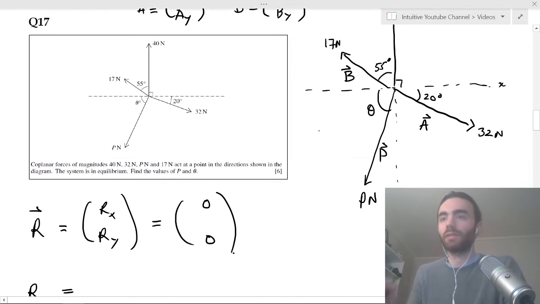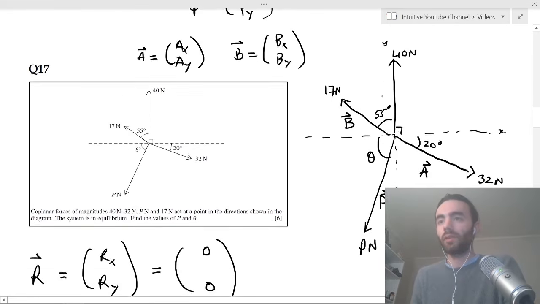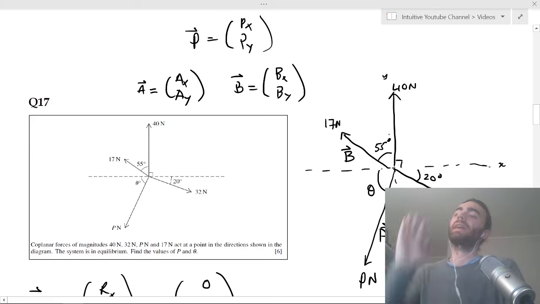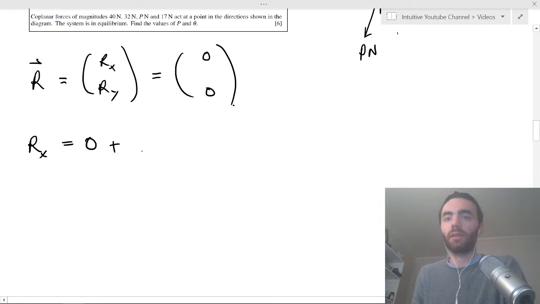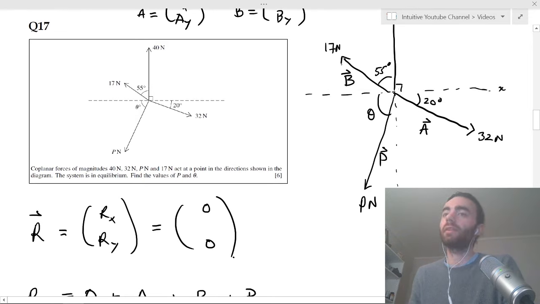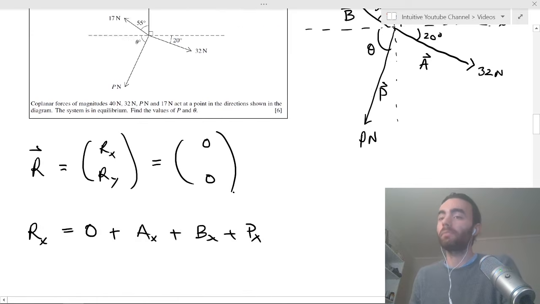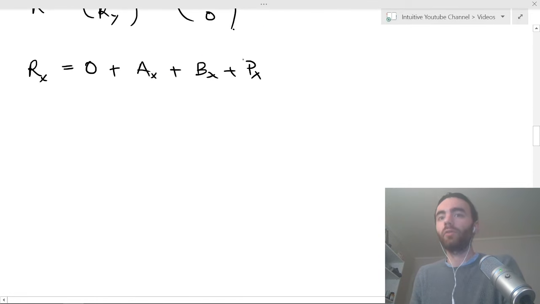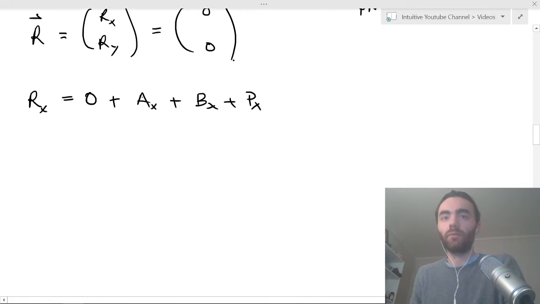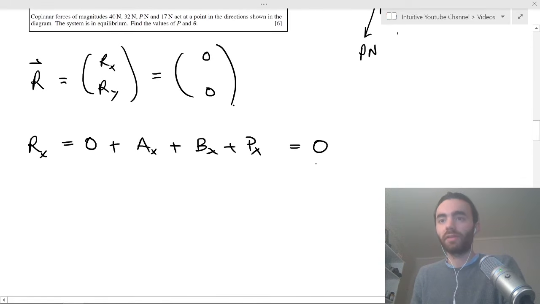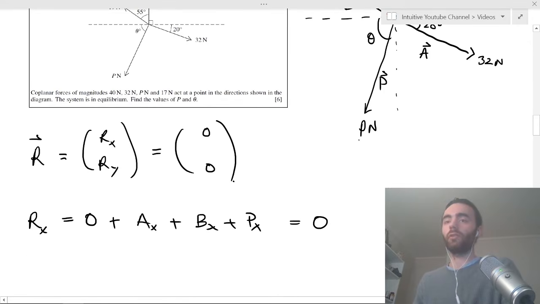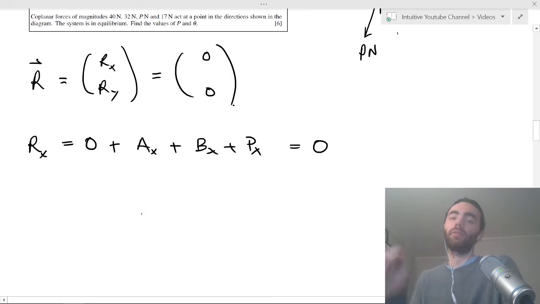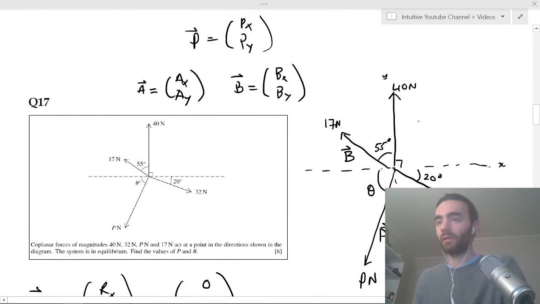So our Rx is going to equal the sum of all of these x components. So for the first one, there's 40 here, well, it just acts straight up, so it has 0 of an x component, plus our Ax, plus our Bx, plus our Px: the x component of this A vector, the x component of this B vector, and the x component of this P vector. Okay, so if we now calculate all of these, and remember this equals 0, we will have an equation that could be very useful. We're actually going to get an equation in terms of P and theta for this, and then for our y component we're also going to get an equation in terms of P and theta.